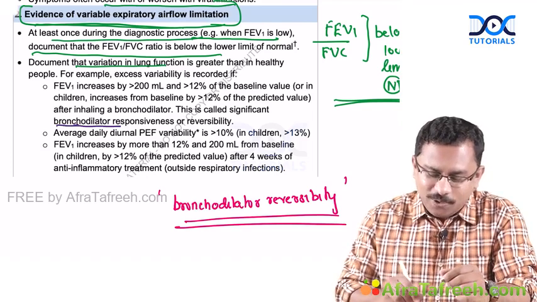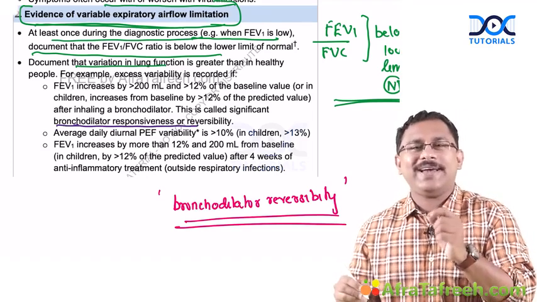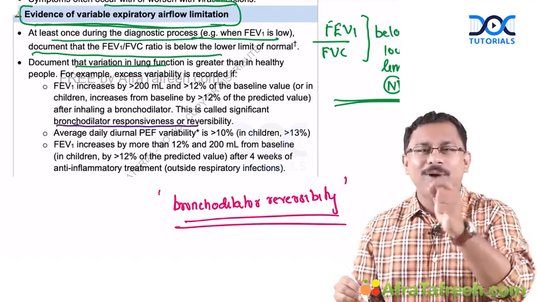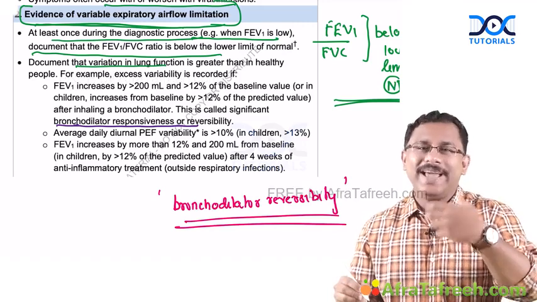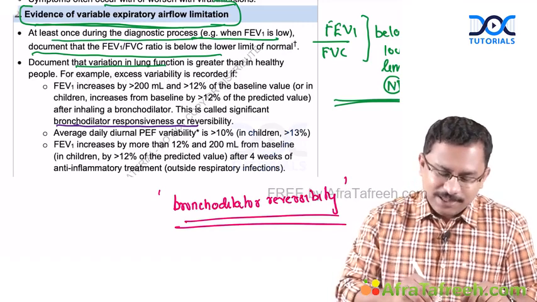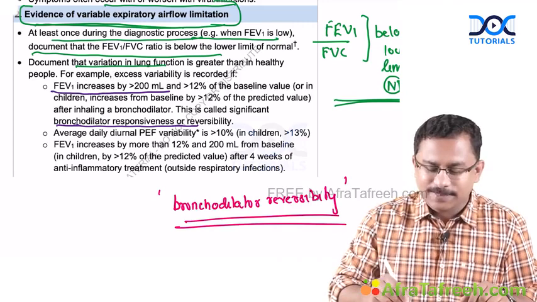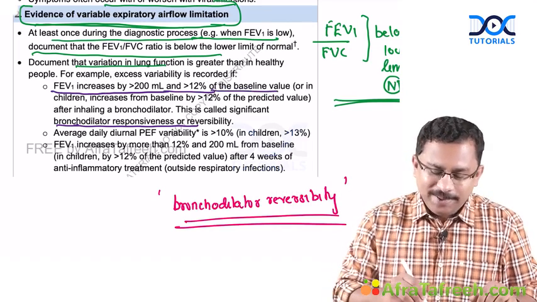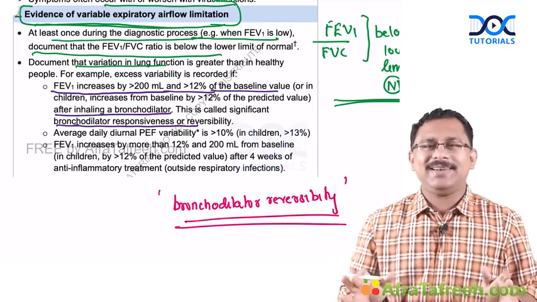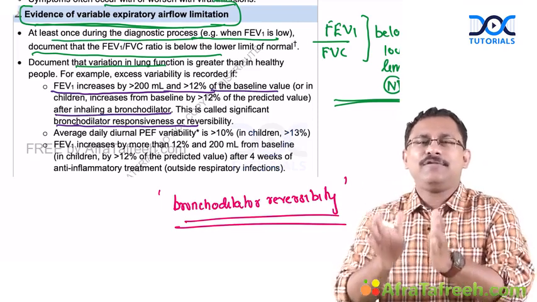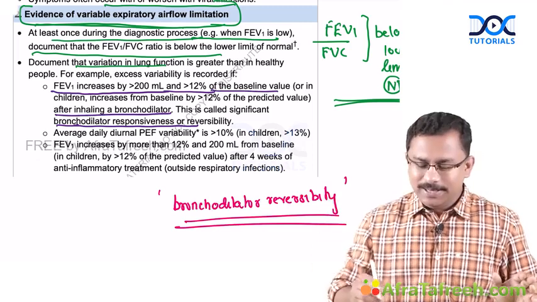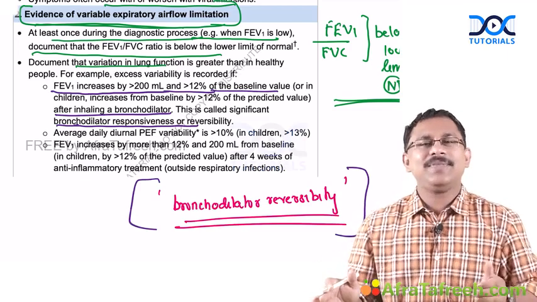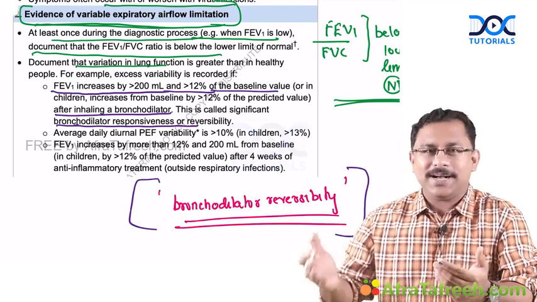So the entity bronchodilator responsiveness or bronchodilator reversibility means your FEV1 is increasing by 12% or 200 ml when you put it quantitatively. So an FEV1 increase by 200 ml and 12% of the baseline value should be demonstrated after inhaling a bronchodilator. Usually we take it as 15 minutes after inhaling the bronchodilator. So if you are able to demonstrate a bronchodilator reversibility, it is likely that this is a case of asthma.